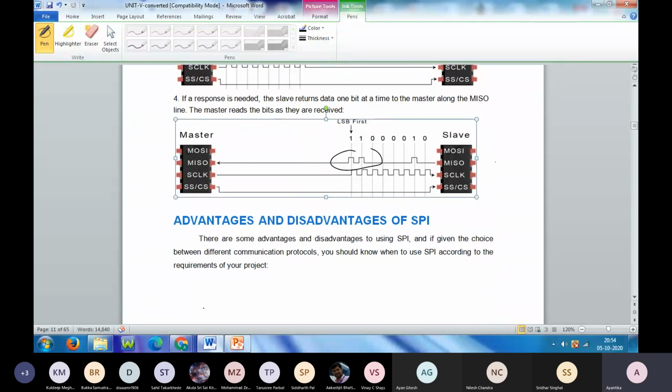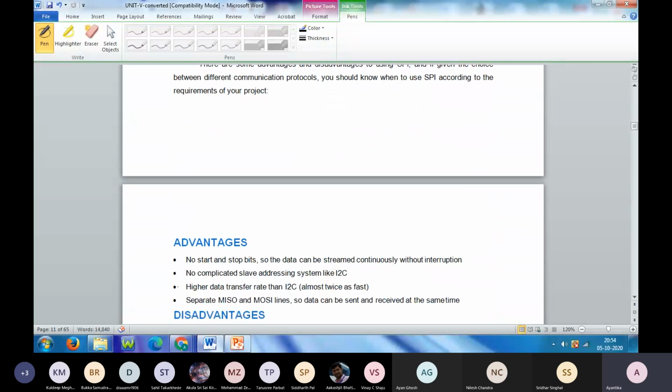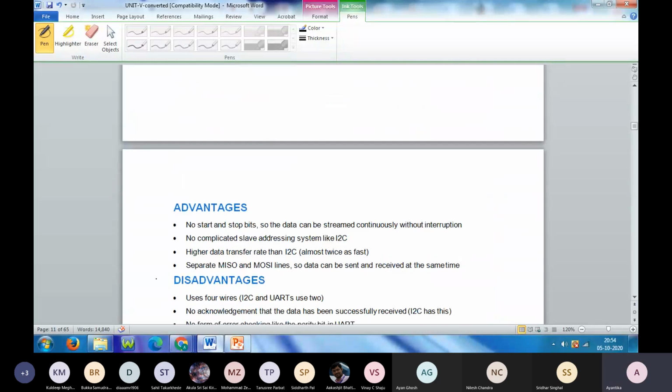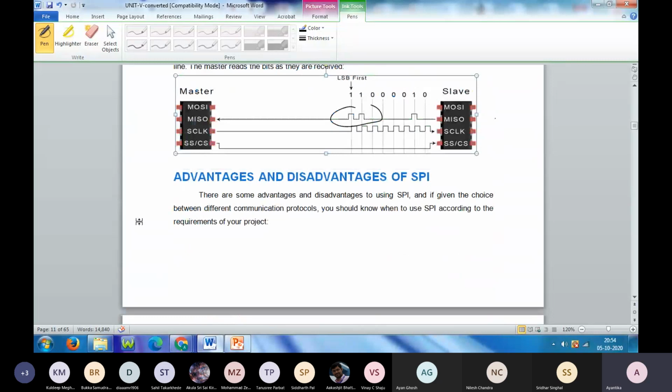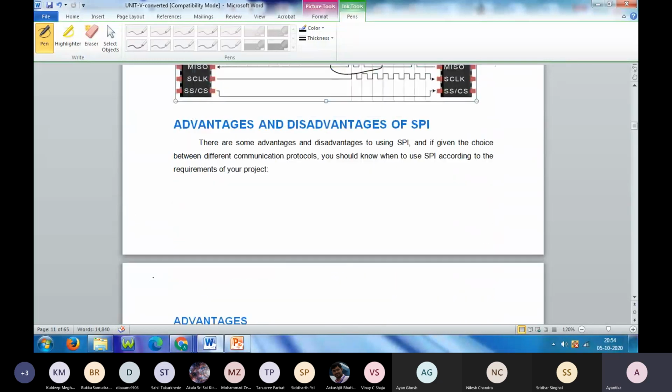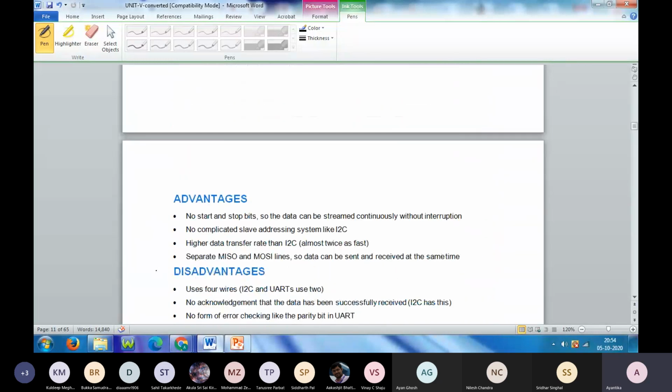So of course you can see the clear advantage over UART: slave addressing. You are capable of handling multiple slaves, but slave handling is very easy, with a few pins or few bits. Okay.